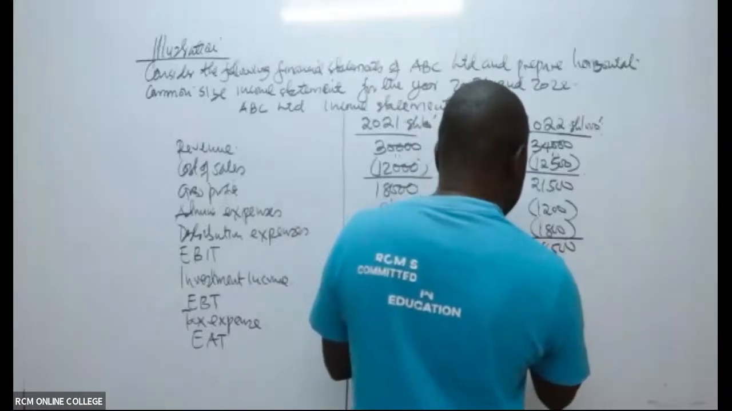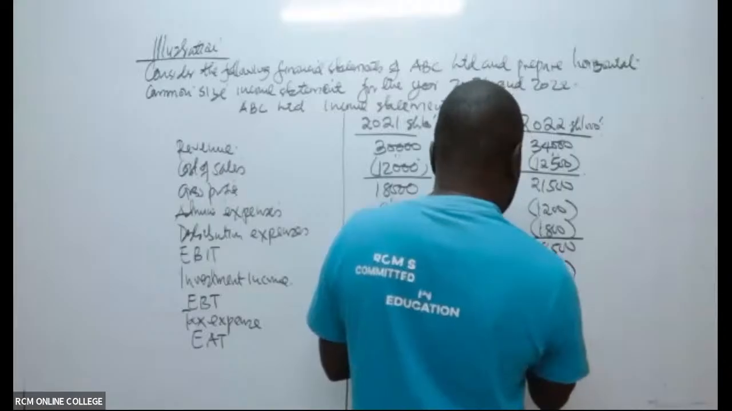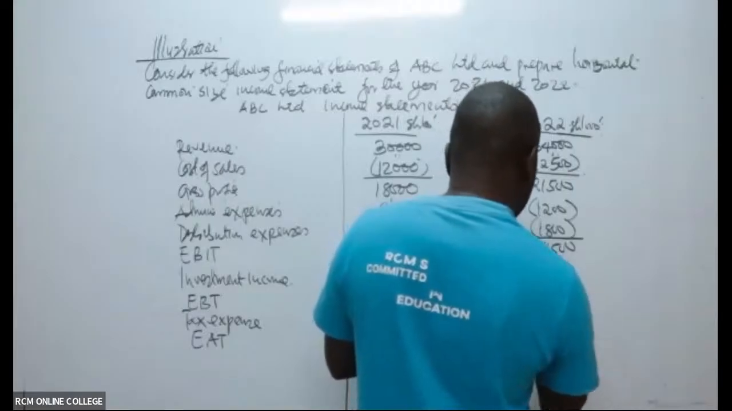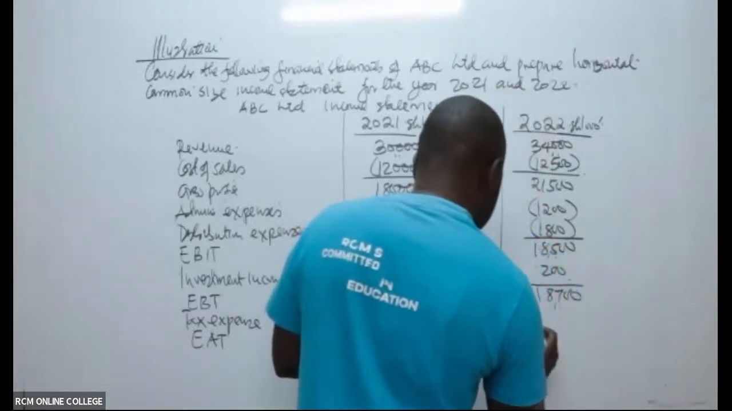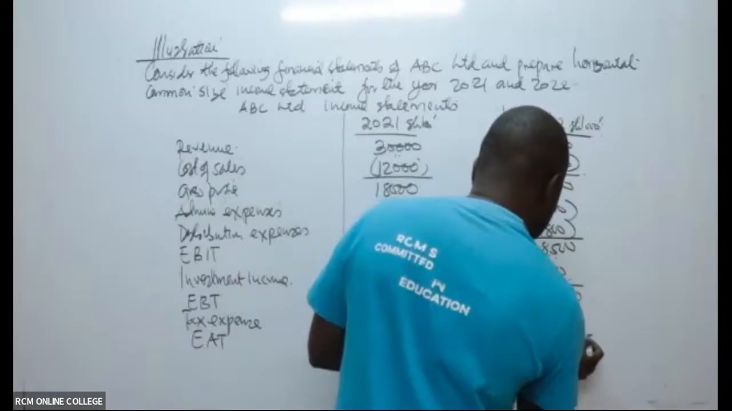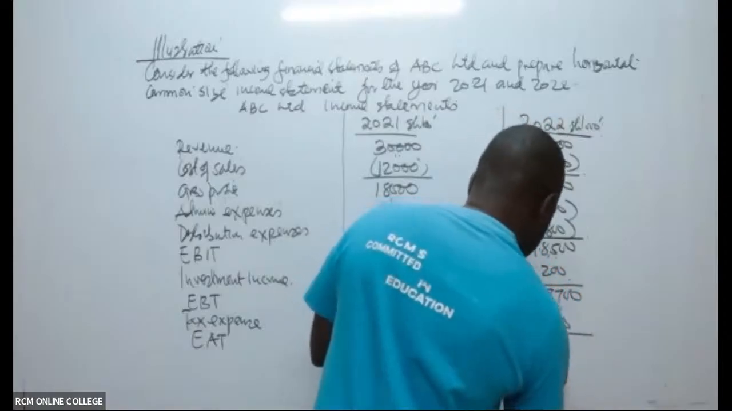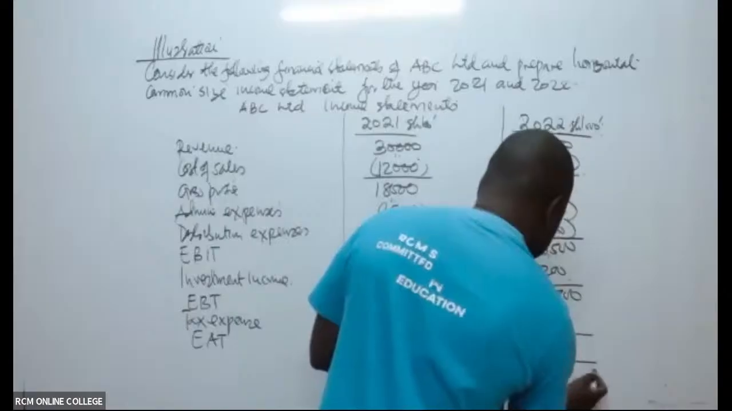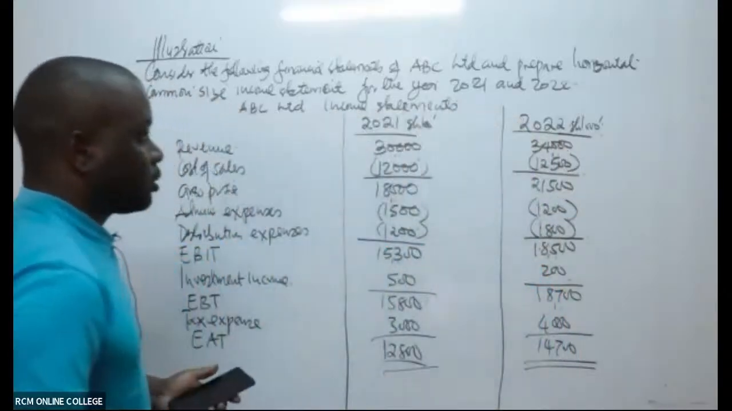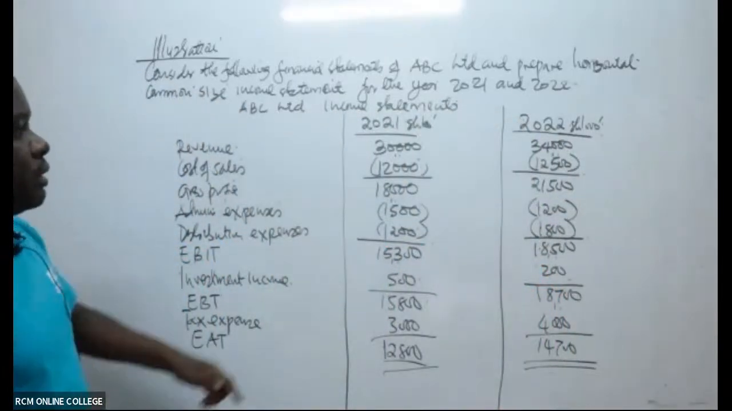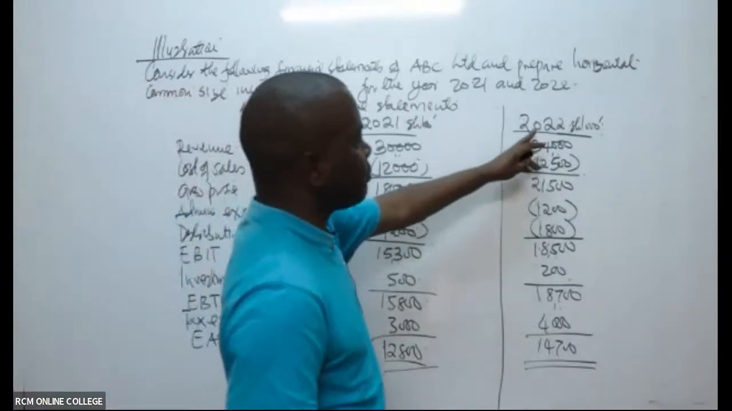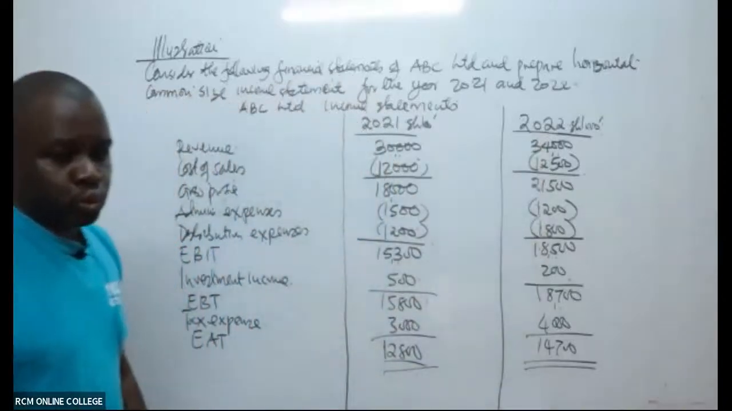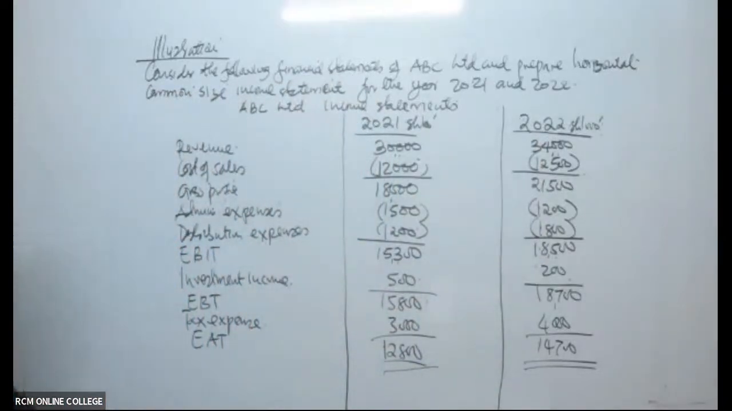This one is 200. Investment income is 200. So 18,700,000. Then the tax expense here is 4 million. So that gives you 14,700. So you can copy that. So these are the performance for the income statement 2021. These are the performance for the income statement 2022. So you can copy it.